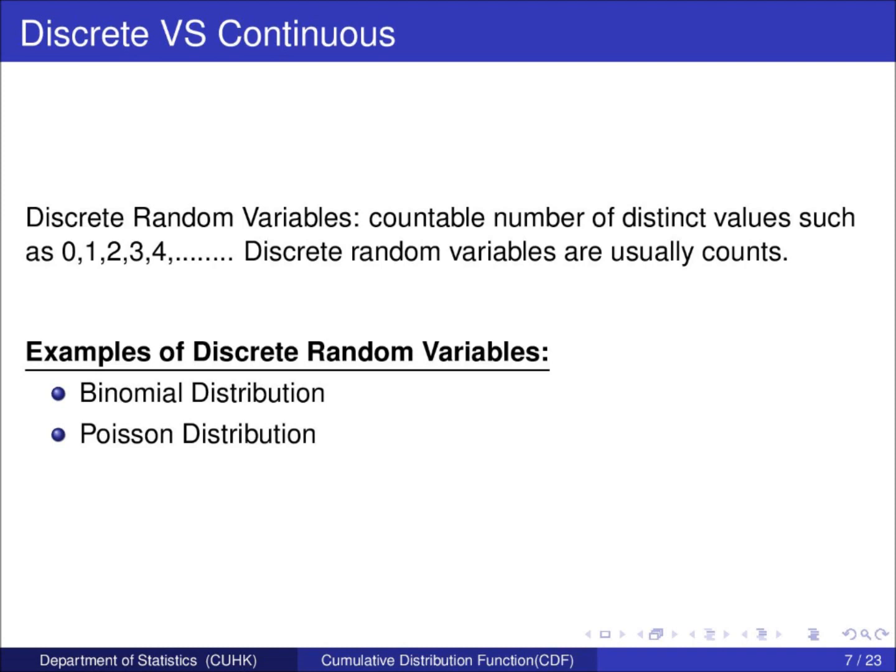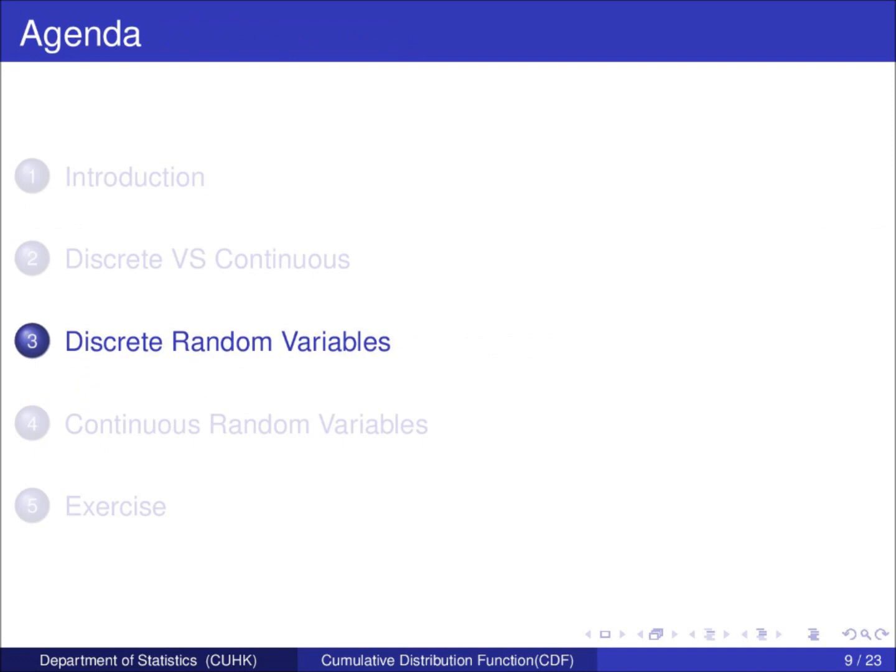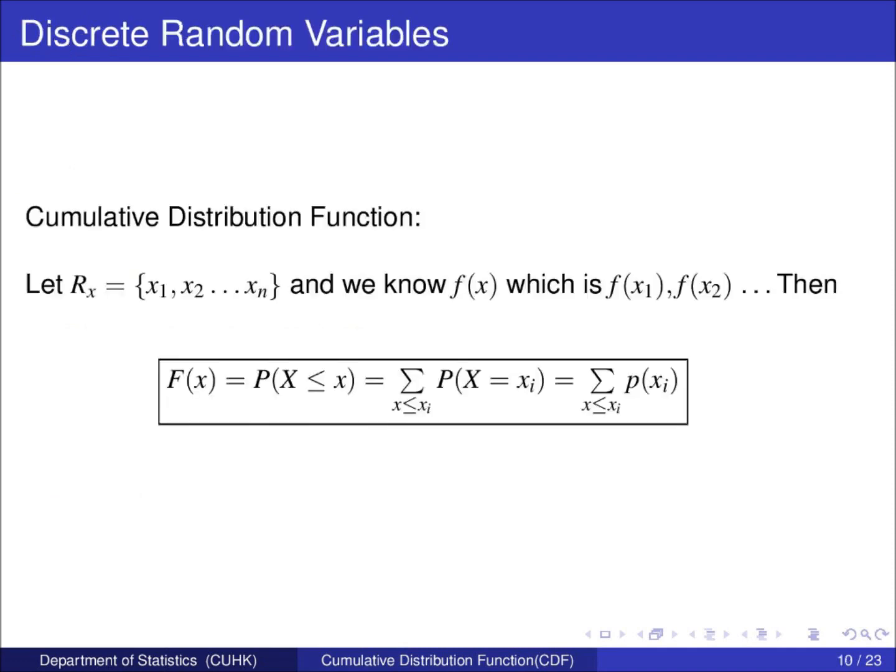For discrete random variables, the examples are the binomial distribution and the Poisson distribution. Continuous random variables refer to data that can take infinitely many values. The examples are the normal distribution and exponential distribution. Okay, then we'll move on to talk about the first case, which is the CDF for discrete random variable.